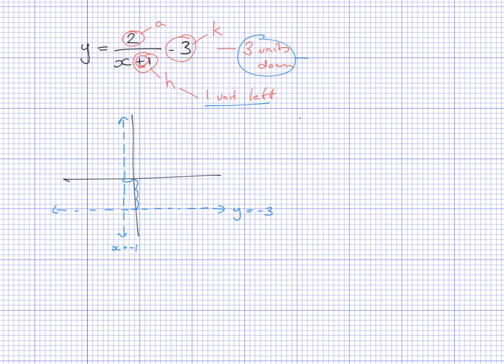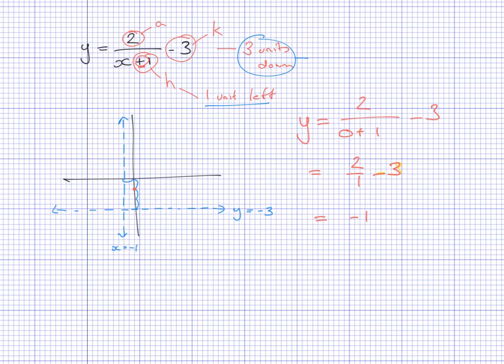So keep that in mind as you solve, and make sure that your answers reflect that property. So the first one, the y-intercept, we know that we can find the y-intercept by finding when x equals 0. So we just plug in 2 over 0 plus 1 minus 3, which is equal to 2 over 1 minus 3, which is equal to minus 1. So the y-intercept is at minus 1, and we'll mark that point on the graph there.